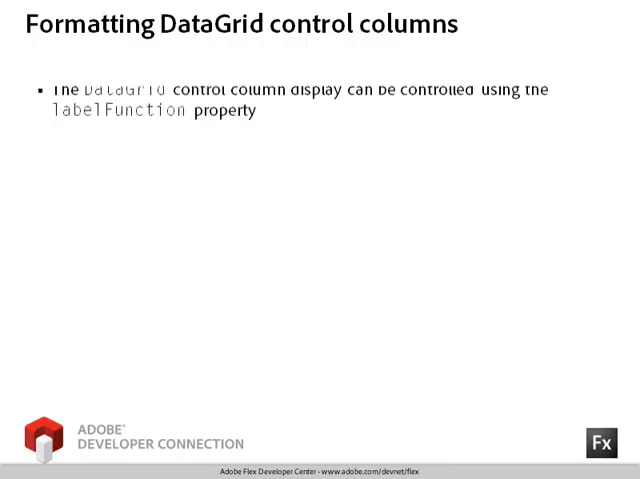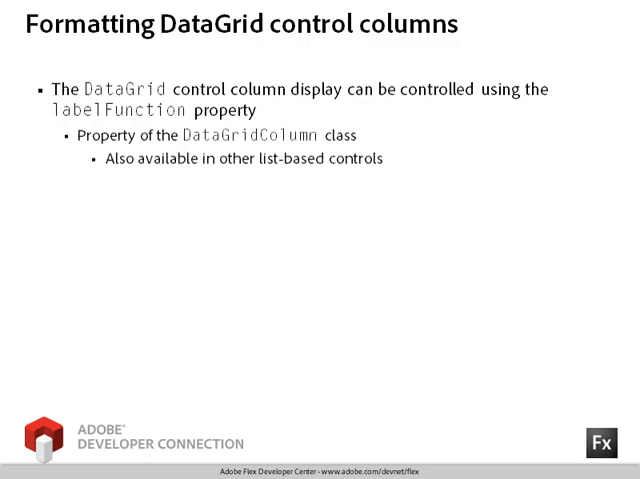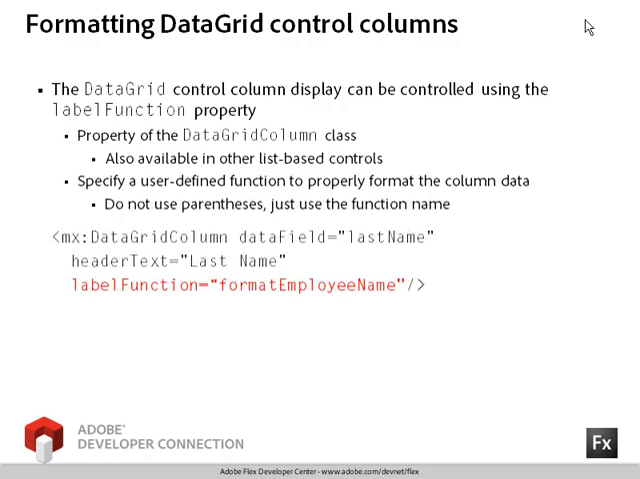To do this, I need to use the labelFunction property to reference a user-defined function. The labelFunction is a property of the DataGridColumn class in this case, although it is also available in other list-based controls. In this field, you specify the name of a user-defined function that formats the column data. Note that you do not use parentheses in this function name since it is a reference to the function, not an invocation of it.